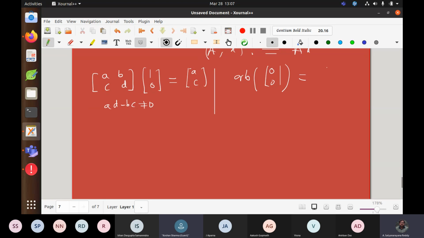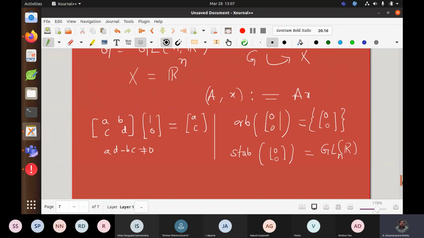Singleton 0, because 0, 0 cannot be taken to any other vector. Automatically I want to ask this question: what is the stabilizer of 0, 0? What do you mean by stabilizer? All those group elements which take 0, 0 to 0, 0. Everything. Everything, GLN of R, very good.